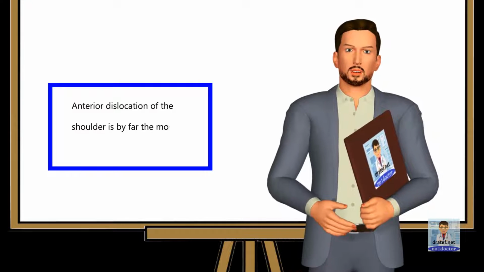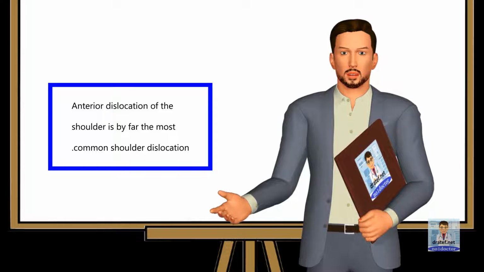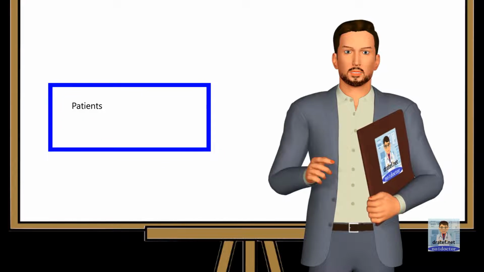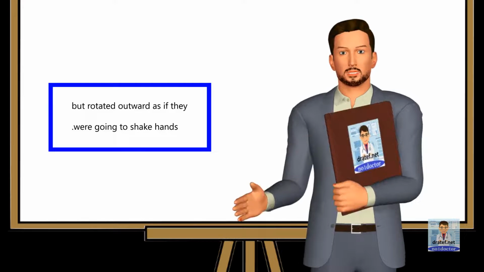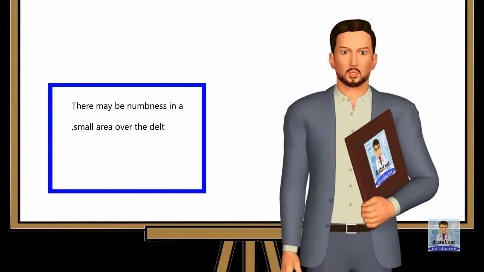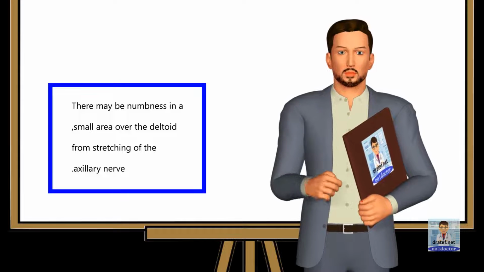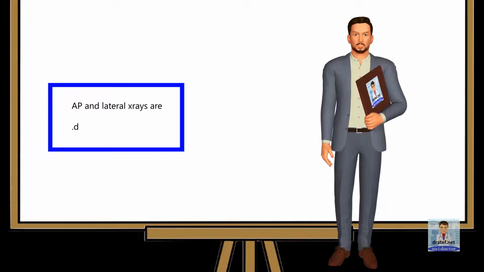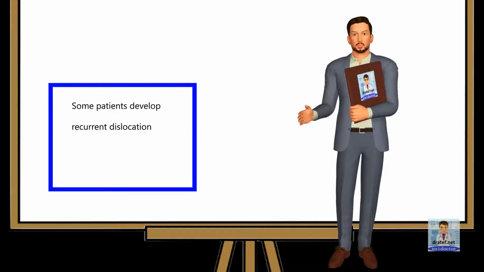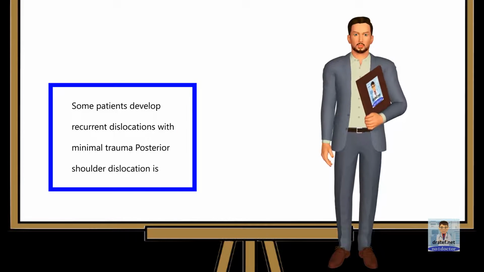Anterior dislocation of the shoulder is by far the most common shoulder dislocation. Patients hold the arm close to their body but rotate it outward, as if they were going to shake hands. There may be numbness in a small area over the deltoid, from stretching of the axillary nerve. AP and lateral X-rays are diagnostic. Some patients develop recurrent dislocations with minimal trauma.